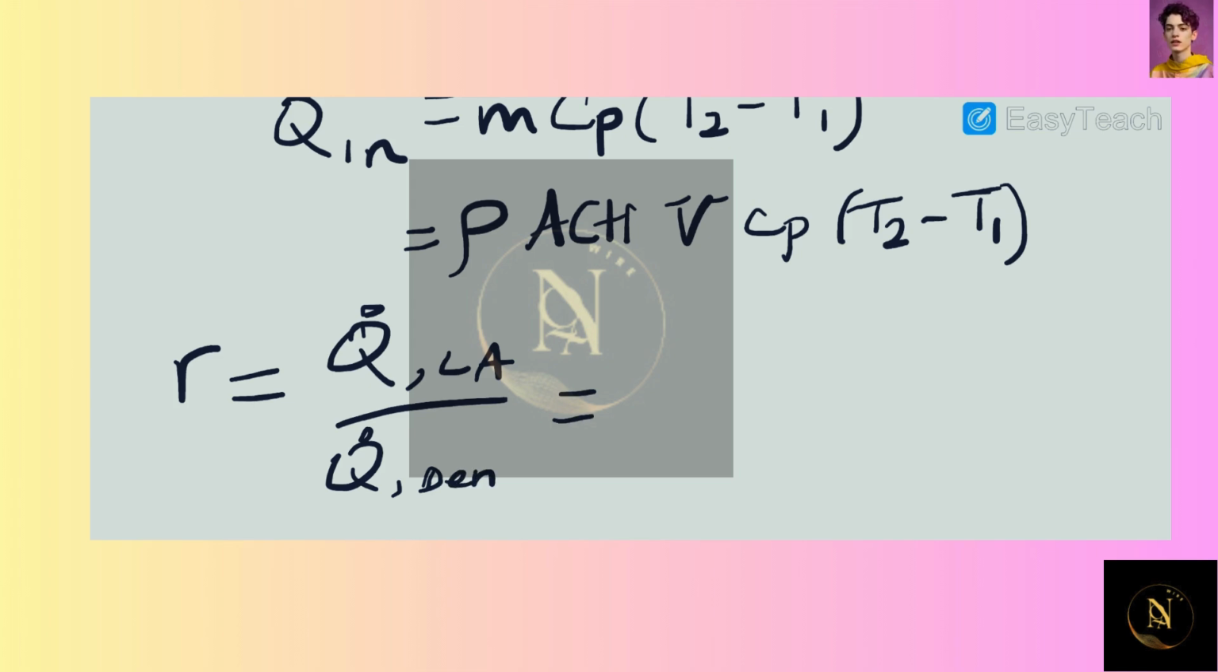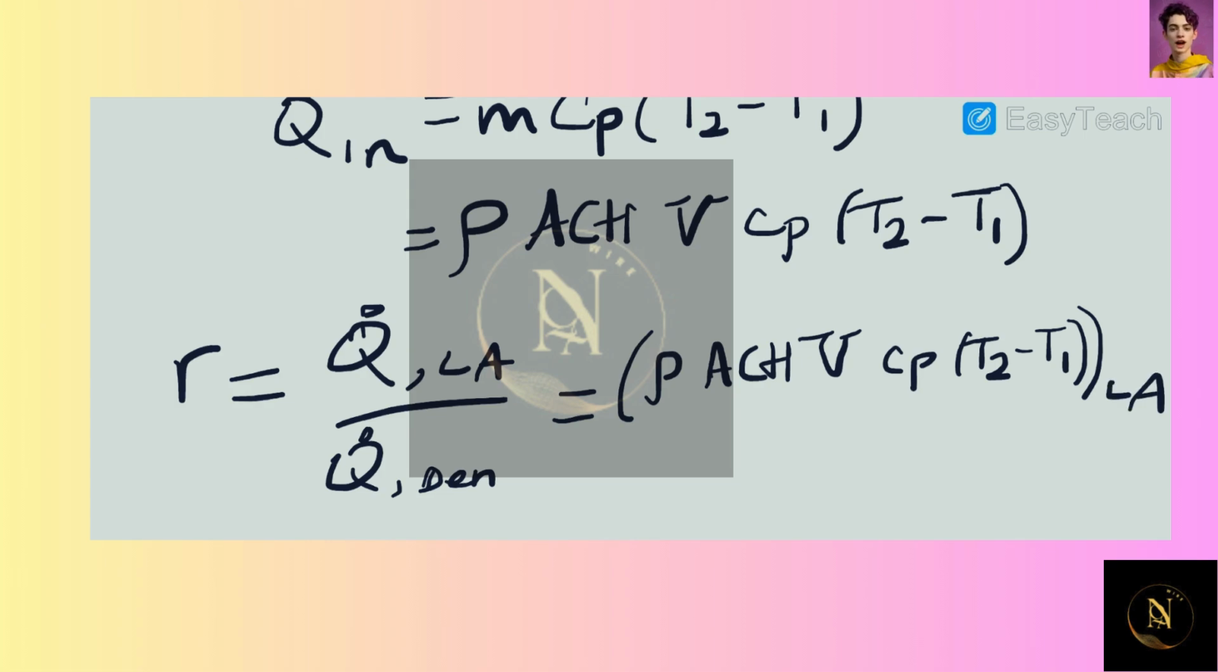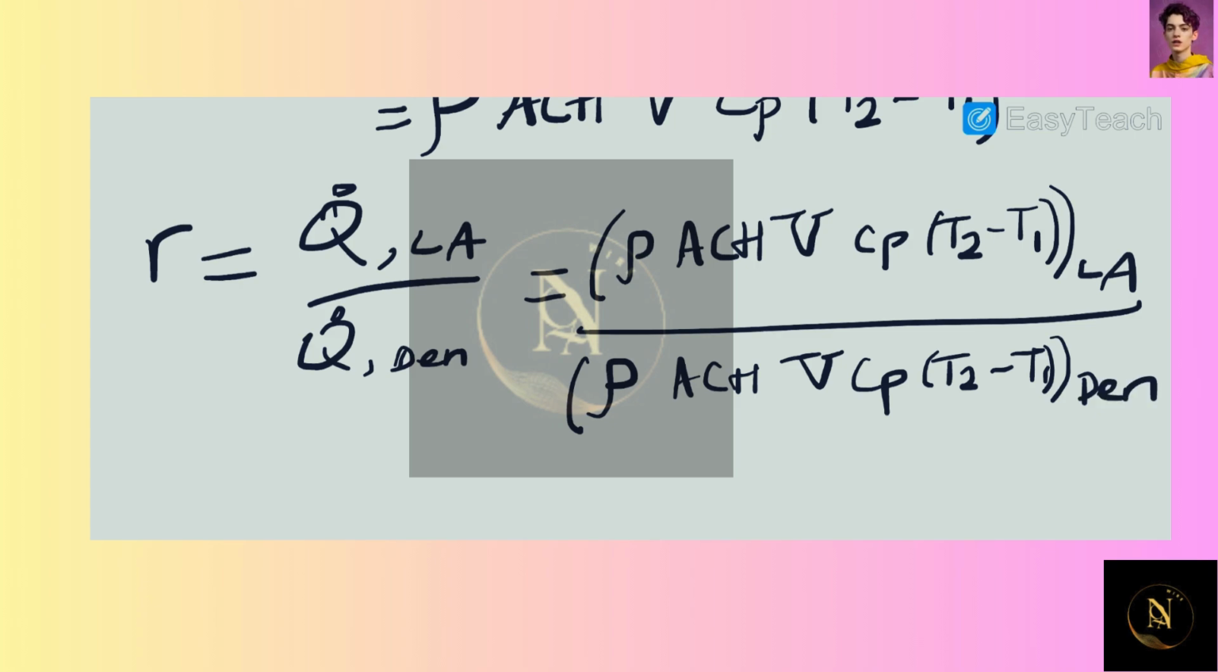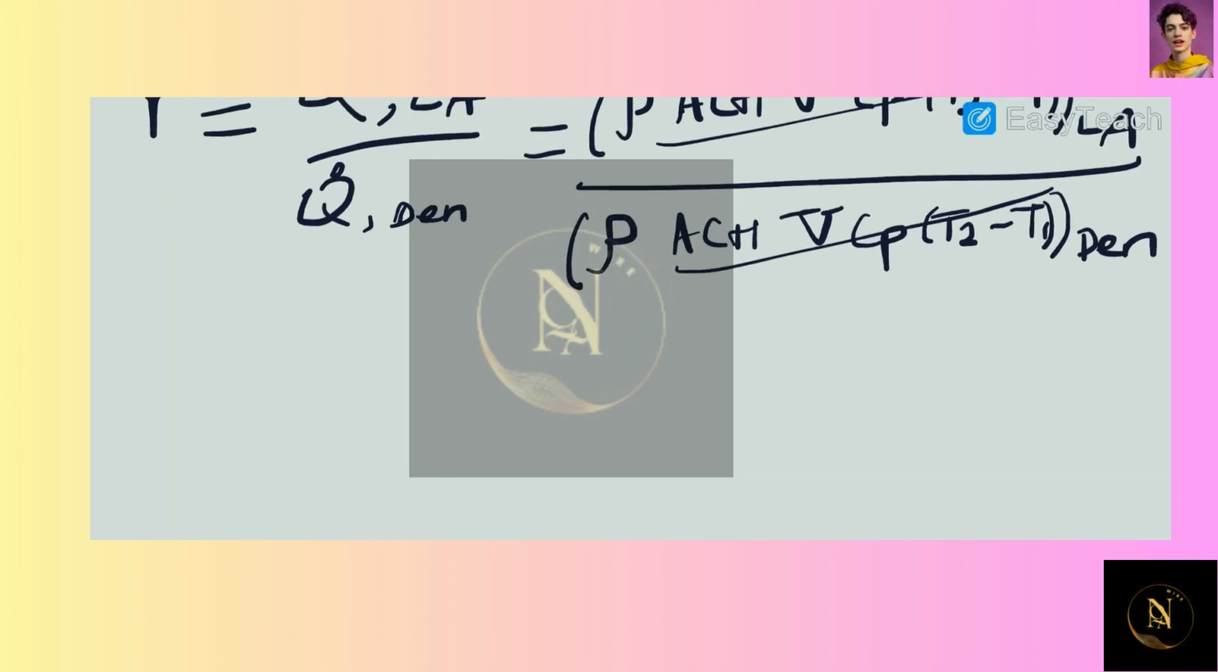And we can go ahead and write that as rho ACH volume Cp (T2 minus T1) all in LA, all over the same quantities, rho ACH volume of the building times Cp (T2 minus T1), for Denver. Now as we can see here, all of these quantities are the same except for our densities. So this ratio is actually just going to be the ratio of our densities, that's the density of air in LA over the density of the Denver air.